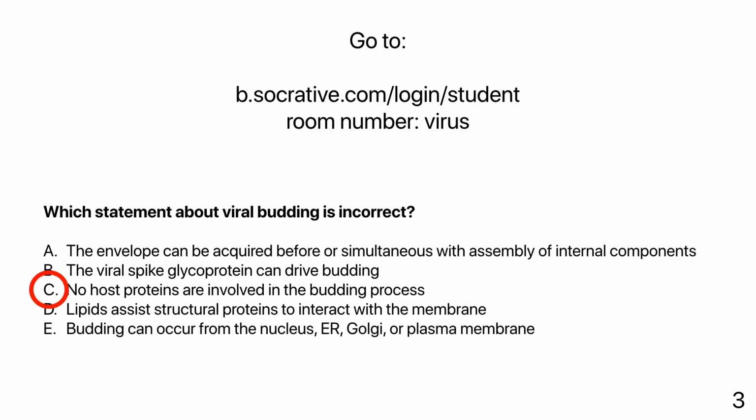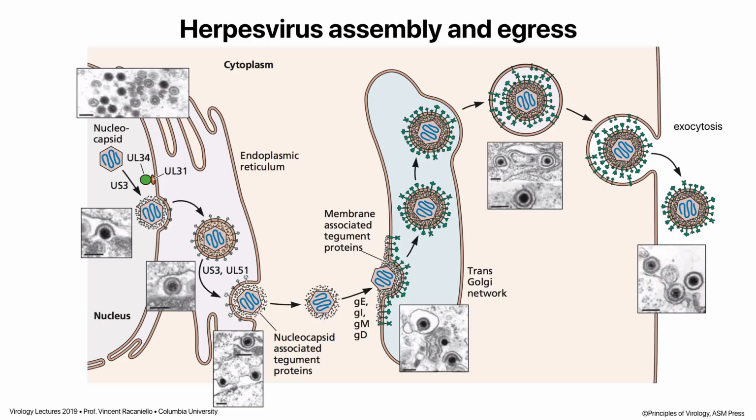No host proteins are involved. That's wrong. It's incorrect. Absolutely. ESCRT proteins I just told you about. Everything else is right. You can get the envelope before or after assembly of internal components. So before assembly of internal components, that's the retrovirus example. The glycoprotein can drive budding in some cases, and the membrane can be acquired from any of those locations. It's absolutely right. All right, so let's look at a case where a virus buds from the nucleus.